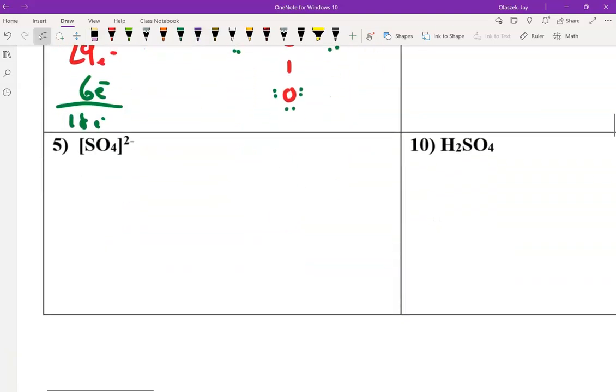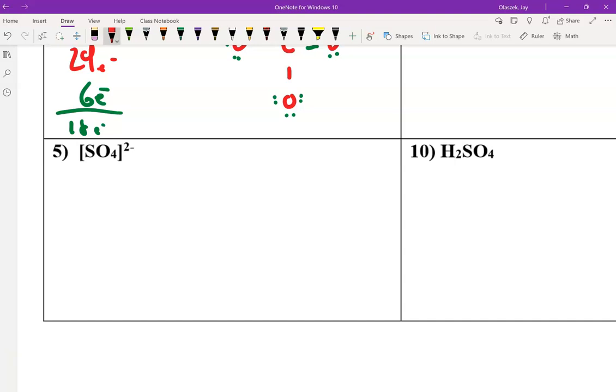Okay, we're on fire now. We're about halfway done. Let's do this one. This is sulfur with an extra 2. This is a polyatomic ion called sulfate with 2 extra electrons. This sulfur has 6. This oxygen, there are 4 of them, and they each have 6, plus another 2 electrons means we have 32 electrons total.